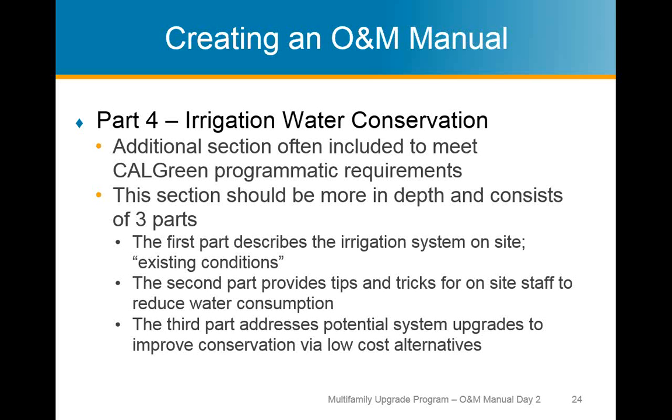And then secondarily, the current, the now, is what are some tips and tricks for the on-site staff to reduce water consumption. So it's a little bit of these are our best practices for running this particular building. So you would take a generic tips and tricks, best practice list, and then trim it down and mold it to meet the specific requirements and quirks of your building. And then the third part would be the future, addressing potential system upgrades to improve conservation, preferably via low-cost alternatives. If you can get higher-cost alternatives as part of that budget that's approved by management or ownership, great. But at the very least, we need to identify improvement opportunities via low or no-cost measures.